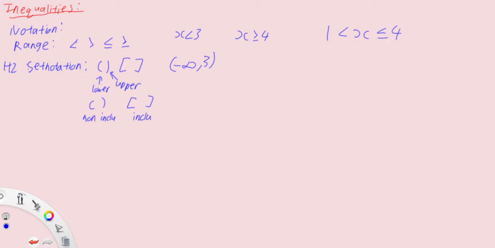For x equal to or greater than 4, we then simply have the lower limit, inclusive of the lower limit, 4, infinity, which will be a closed curve bracket because you cannot include infinity. Let's say we have x greater than 1 and less than or equal to 4. So we have a curve bracket 1, comma 4, square bracket. Okay? So this is how we use set notation.